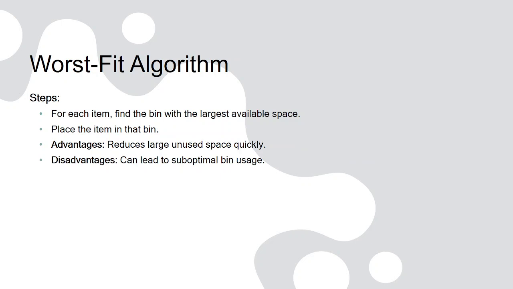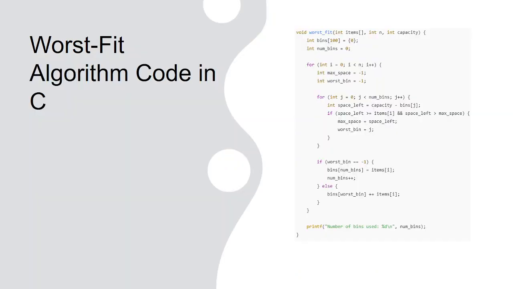And if we come to the algorithm, for each item we need to find the bin with the largest available space and place the item in that bin. Here if you observe, the advantages are that it reduces large unused space quickly, and the disadvantages are that it can lead to suboptimal bin usage. And if we come to the code, it is the same as the above codes, but here the code iterates through bins to find the one with the largest remaining capacity.